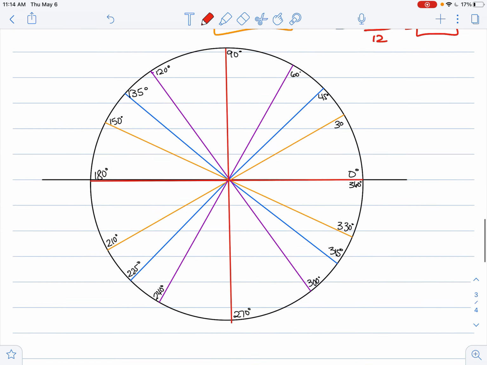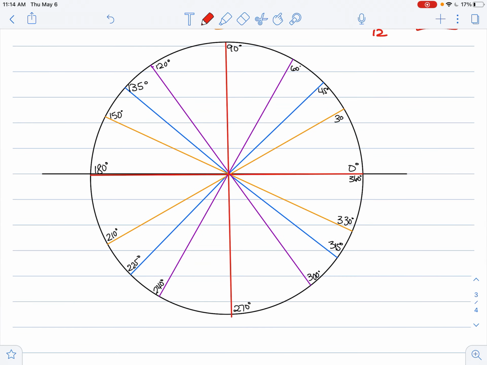Okay, so now let's talk about this circle here. So we've got this circle, and I've got it broken up into these common angles here. We can see this is our vertex. We know this is 0 degrees. From here to here, this is 30 degrees, 45 degrees, 60 degrees, 90 degrees, 120, 135, 150, 180, and so on. And these are increments of, the orange ones are increments of 30 degrees, the blue are 45 degrees, and the purple are 60 degrees.